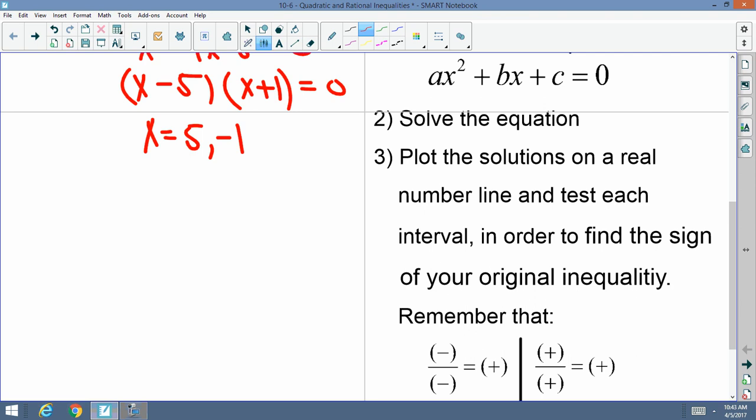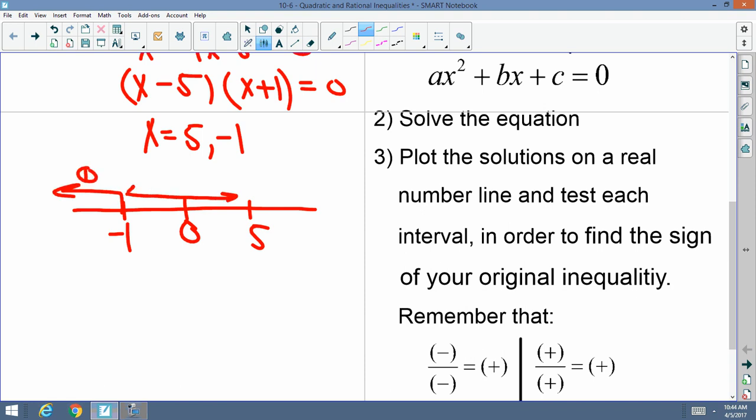You're going to create a number line. Put 0 in the middle always just to give yourself a reference point. And then put the 5. And then put the negative 1. Okay? What I just created are 3 different test intervals. This is my first interval. Between negative 1 and 5 is my second interval. And to the right of 5 is my third interval. And these are my test intervals.